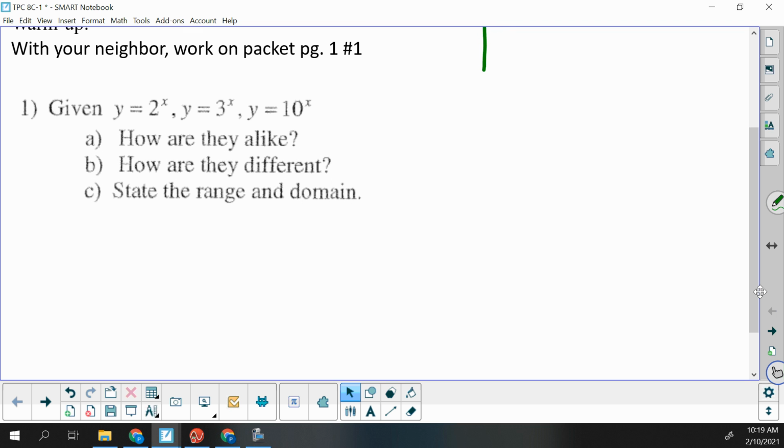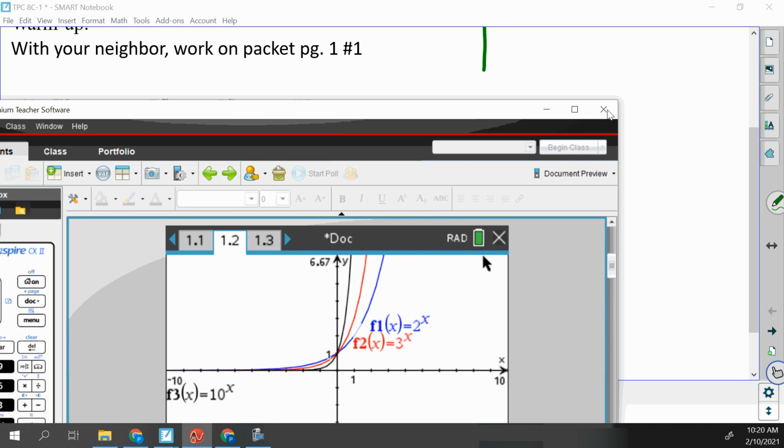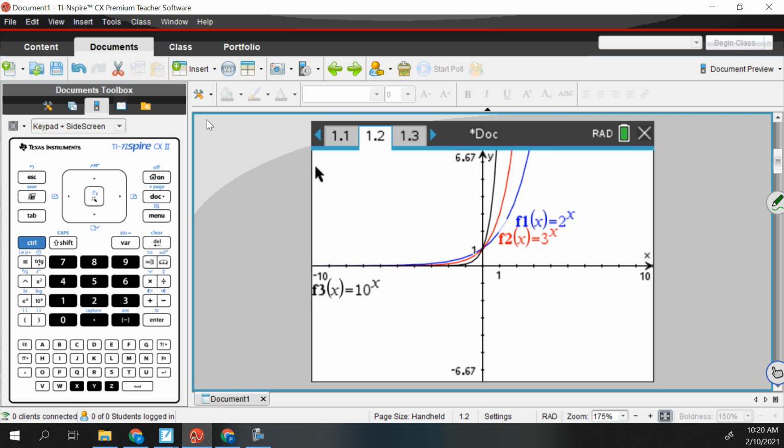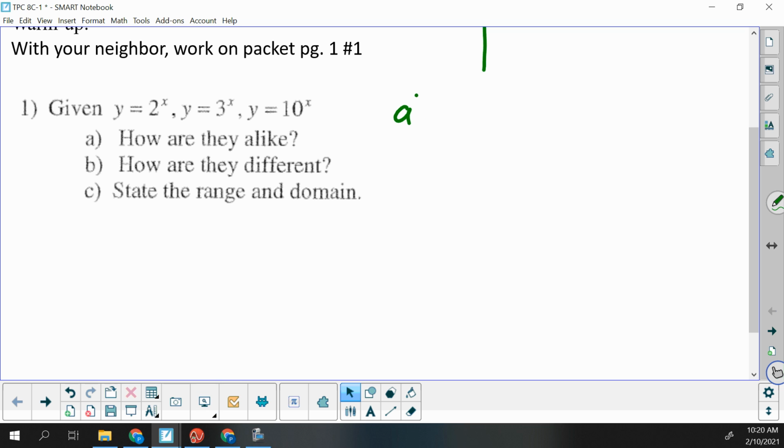So 2 to the x, 3 to the x, and 10 to the x. So here are those 3 graphs. 2 to the x is in blue, 3 to the x is in red, and 10 to the x is in black. So first we want some ways how they are alike. First thing is they're all exponential functions. Another way they're alike, notice they're all crossing through 0, 1. So they have the same y-intercept of 0, 1. And a third way they're alike is notice they are all exponential growth. They are increasing.